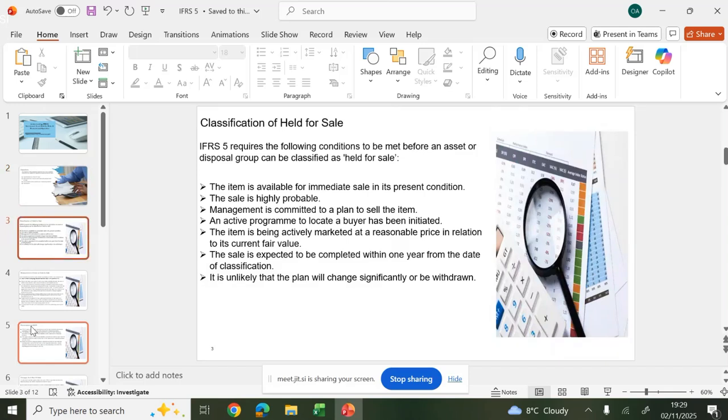The first one we're going to be looking at is classification. IFRS 5 has certain conditions that need to be met before an asset can be classified as held for sale. Number one is that the item is available for immediate sale in its present condition. That means as at the time, the asset is readily available and we don't need to do anything on it. Number two is that the sale is highly probable. That means it's very certain that we are going to be able to sell that asset.